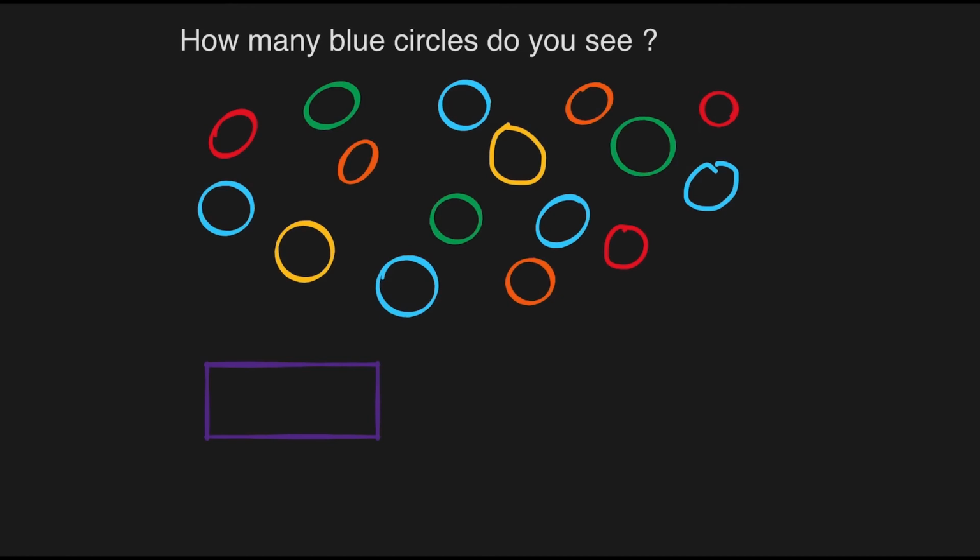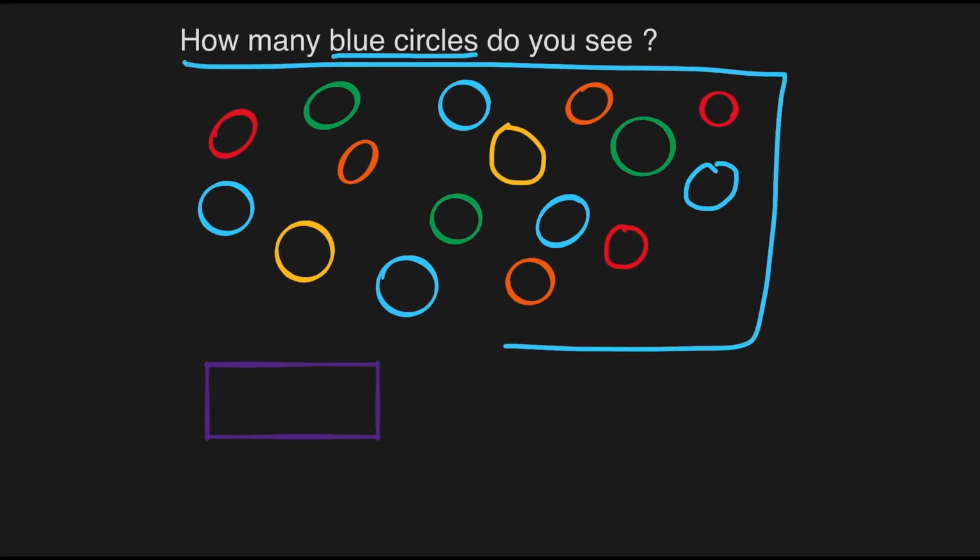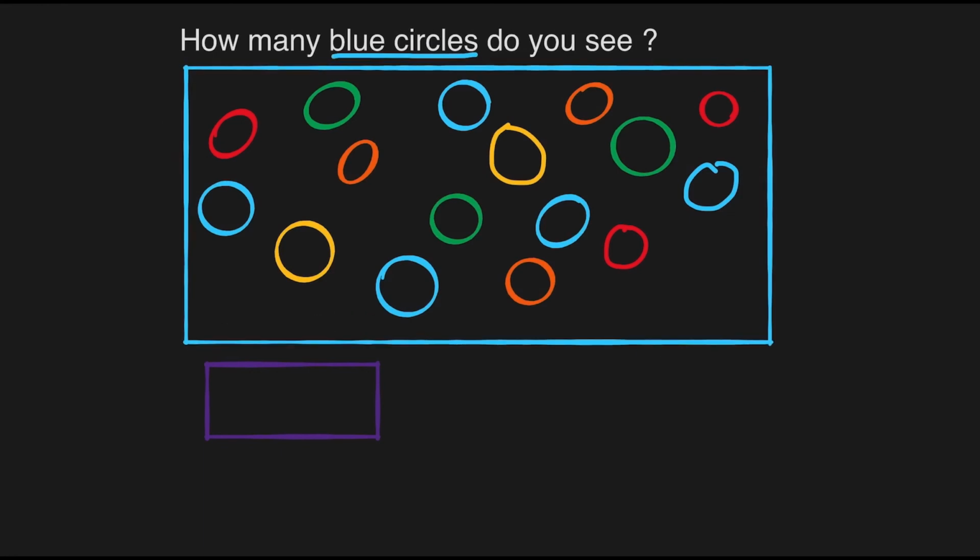Right, so on this question they're asking us, how many blue circles do you see? So we just want to see how many blue circles there are in this little area. So let's count them, shall we? So here's 1 blue circle, 2, 3, 4, 5. Let's see if we missed any. Nope, that's it. So how many blue circles did we see? We saw 5 blue circles, and we're done.